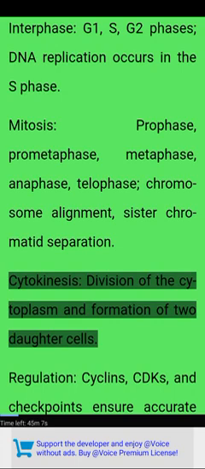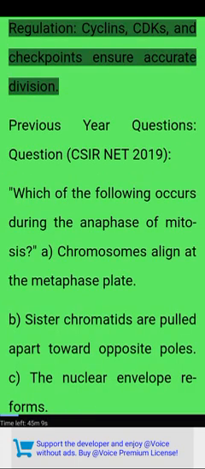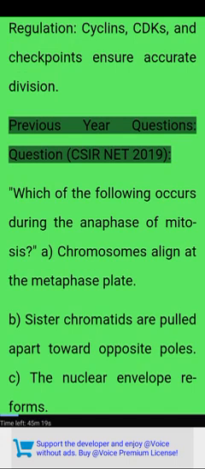Cytokinesis, division of the cytoplasm and formation of 2 daughter cells. Regulation, cyclins, CDKs, and checkpoints ensure accurate division. Previous year questions. Question CSIRNET 2019.